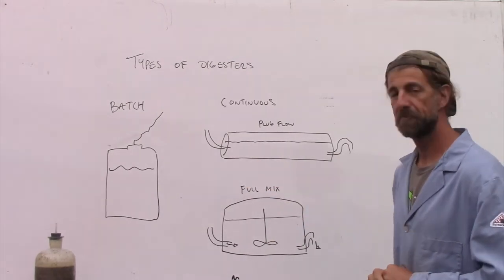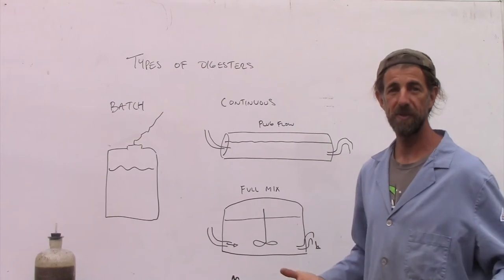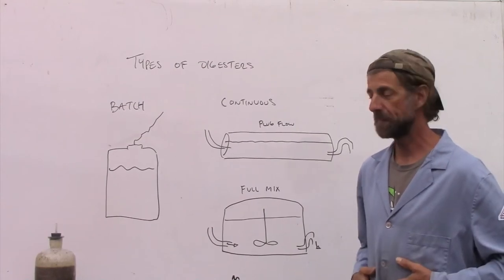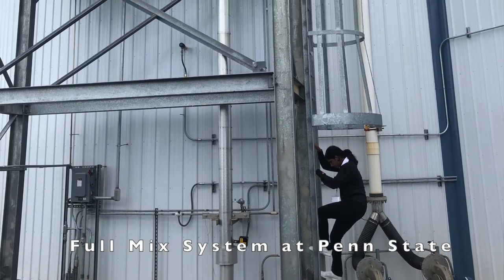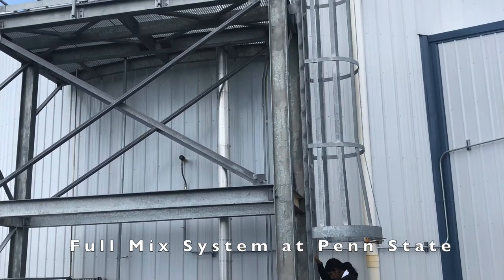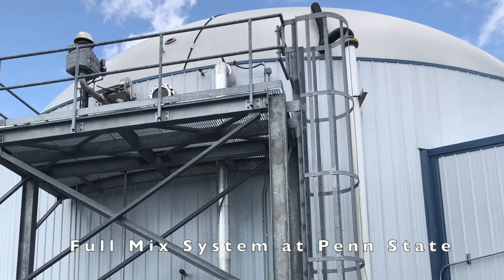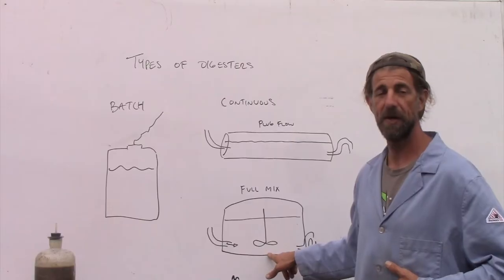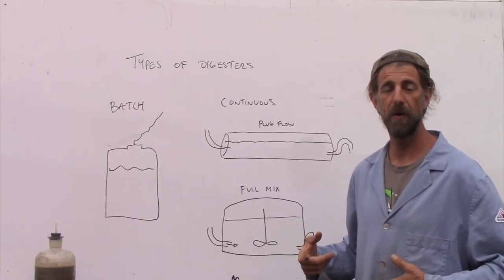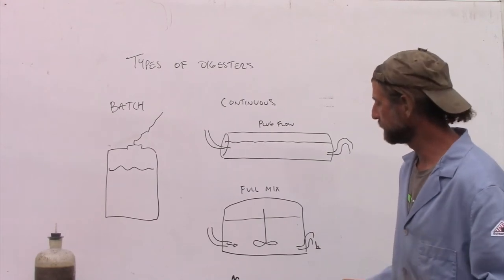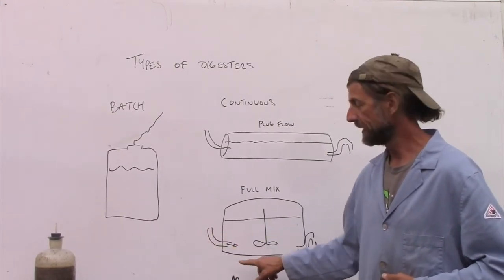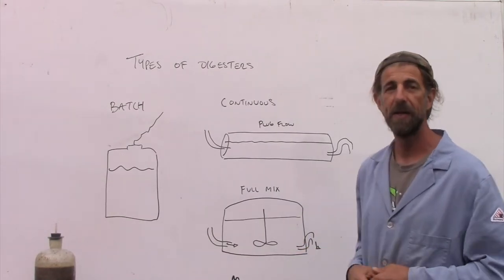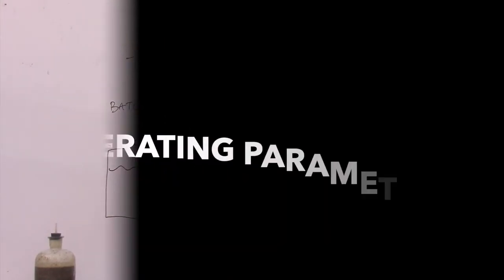The other type is called a full mix, or a completely stirred tank reactor. Oftentimes these are what's on farms. They're cylindrical tanks with a dome over the top, and they have a mixer of some type inside, like a propeller or pumps to mix things. In a full mix digester, again, we're going to be adding some materials on one side and having some effluent coming out at the same time on the other side.